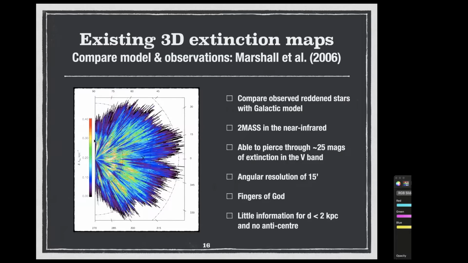Producing a map like this, with the galactic center in the middle of the plot and the solar position at the middle left. This is a map that goes out to 25 magnitudes extinction in the V band. I'm pointing it out now in the current maps because it was the first reddening map in 3D of the galactic plane. It has an angular resolution of 15 arc minutes, which is not great. And it has these structures that seem to point towards the sun because distance uncertainties are much higher than the angular uncertainties. No anti-center and little information below 2 kiloparsecs.